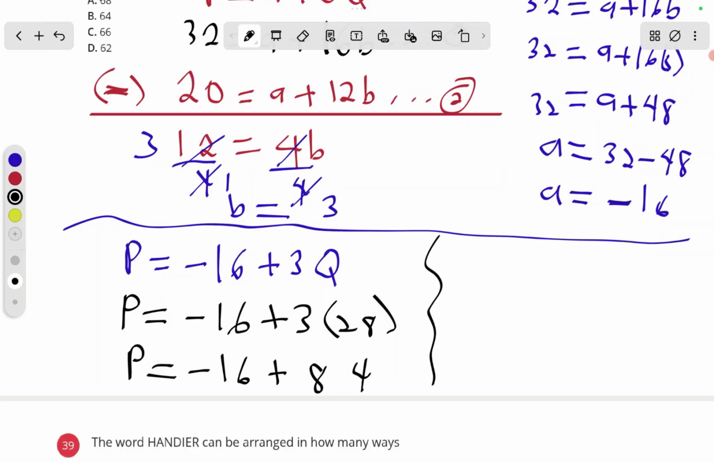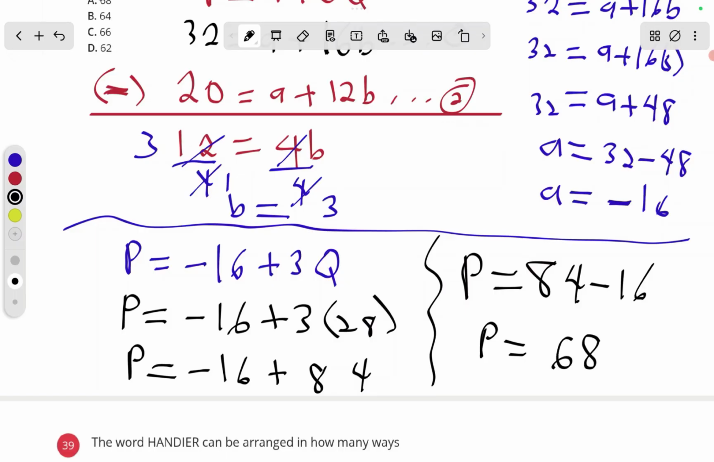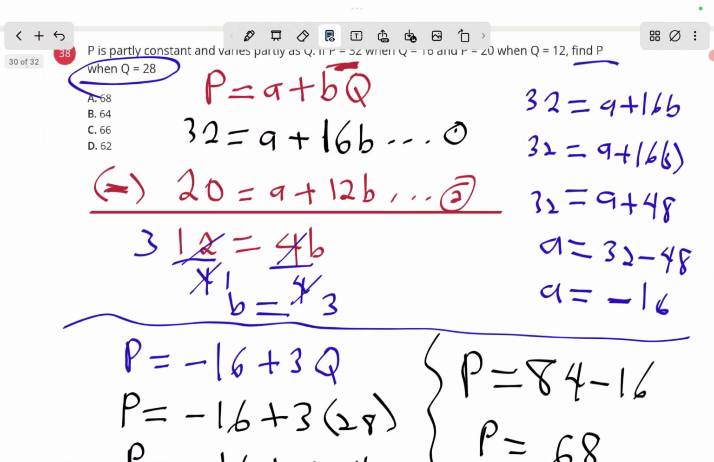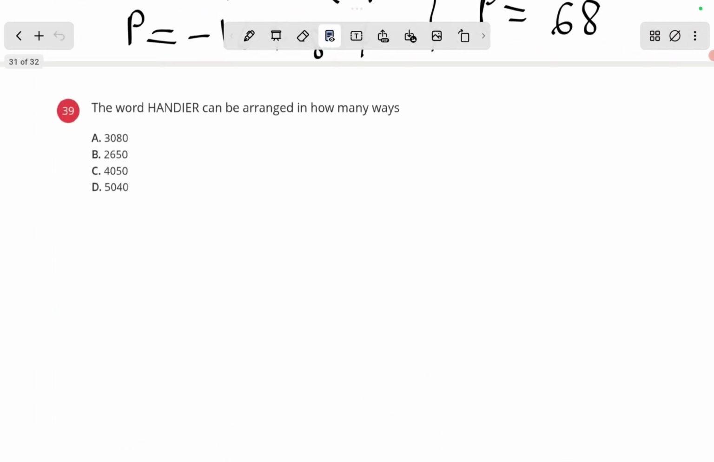So P equals 84 minus 16. The value of P is same thing as we are going to have 86 minus 16, which is what? 68. That's the value of our P, which is same thing as option A.